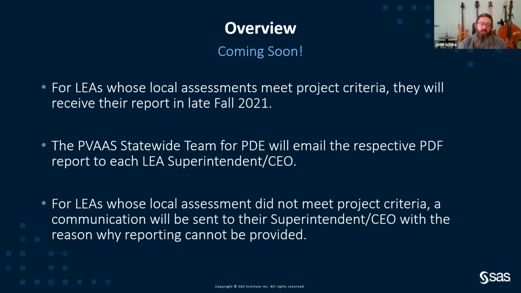And for those LEAs that did not meet project criteria, a communication is also going to be sent with reasons why. Many of those reasons will just be at the test level, meaning we did not receive enough data for this specific test in order to create these reports, and we'll get into some more of that in a little bit.